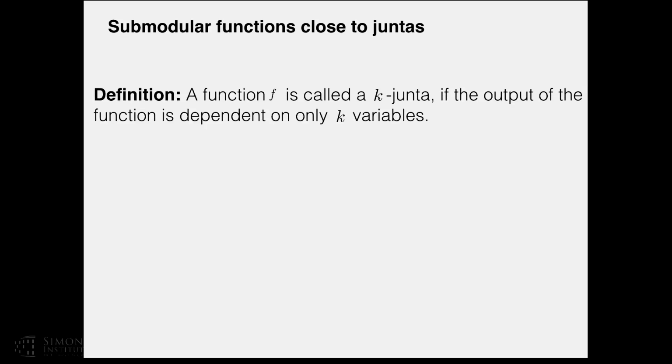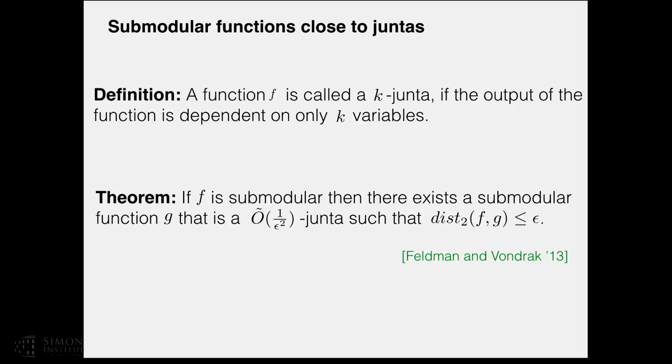They achieved this by proving something stronger. They proved that submodular functions are close to juntas. You call a function a k-junta if it is dependent on only k variables. The theorem they prove is that for every submodular function f, there exists another submodular function g such that f and g are epsilon close, and g is a 1 over epsilon squared junta. So what this theorem says is every submodular function can be approximated by another submodular function which is dependent on very few variables.